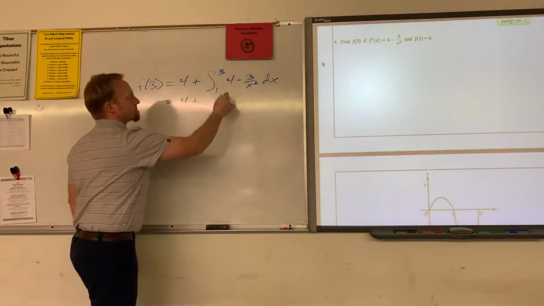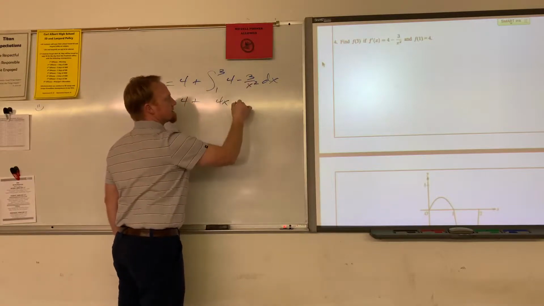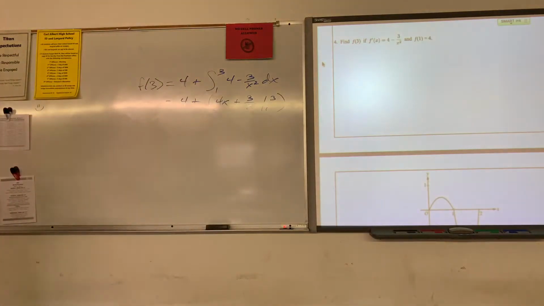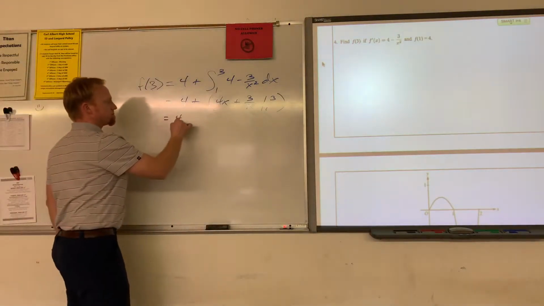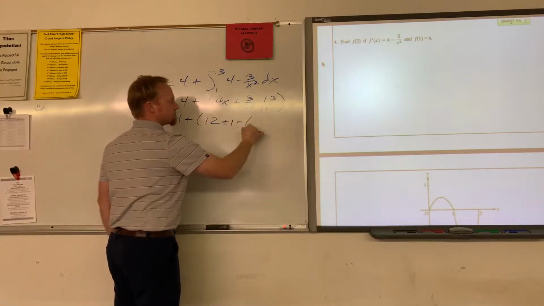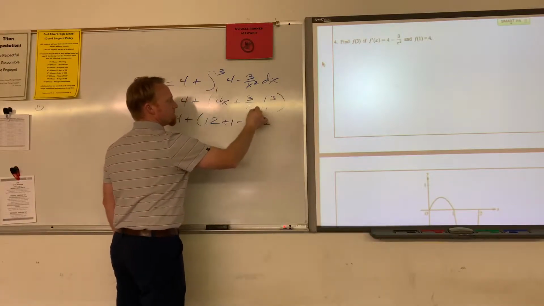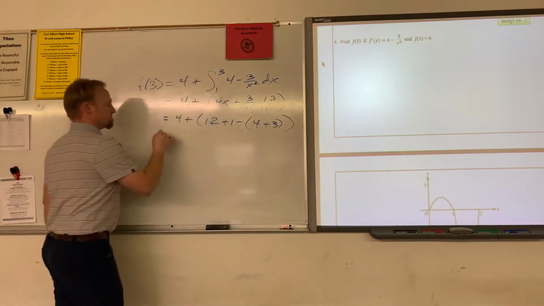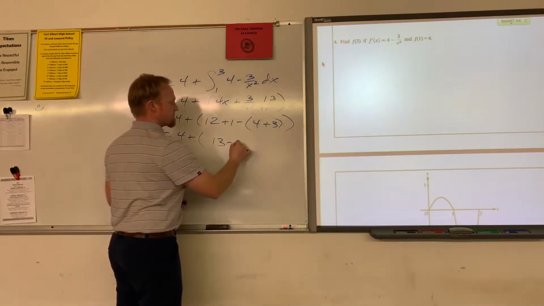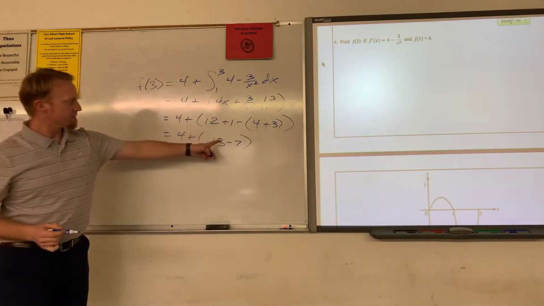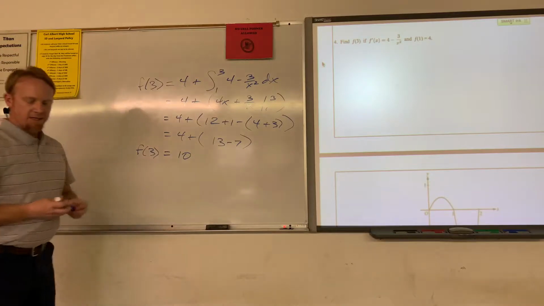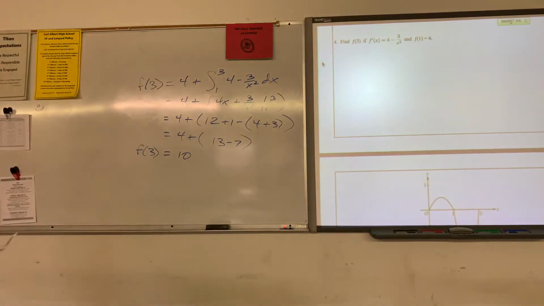So 4 stays there. Integrate 4, I get 4x. Integrate this, I get 3 over x. We're going from 1 to 3. Plug in 3. 4 times 3 is 12. Plug in 3 there, that's 3 over 3, so that makes 1. Plug in 1, so that's 4. Plug in 1, and that's 3. So 12 plus 1 is 13. This is 7, so that's minus 7. So this gives me 6. 6 plus 4 gives me 10. So that means f of 3 equals 10. Next problem.